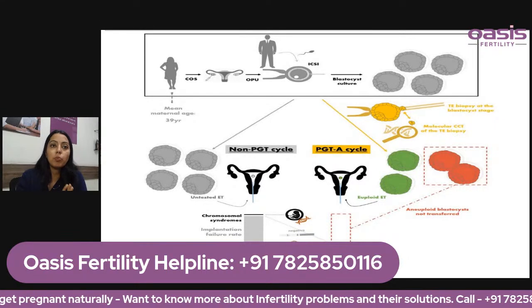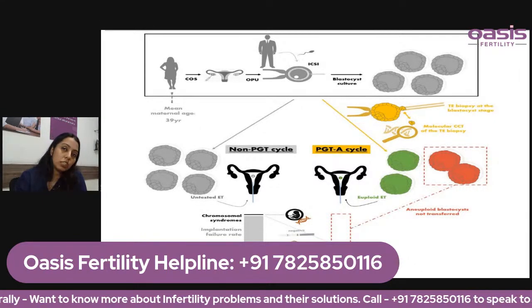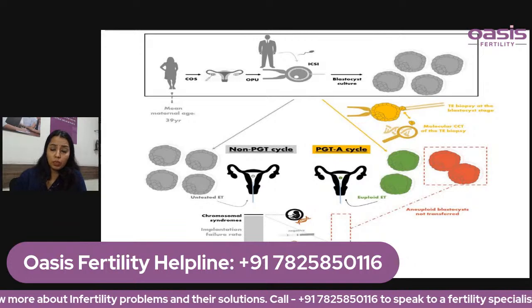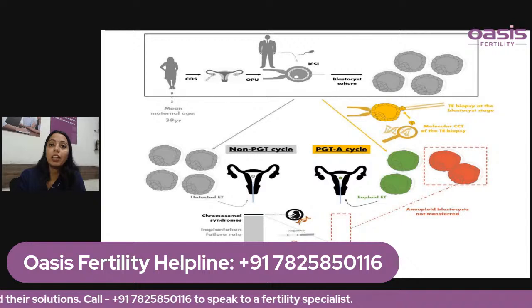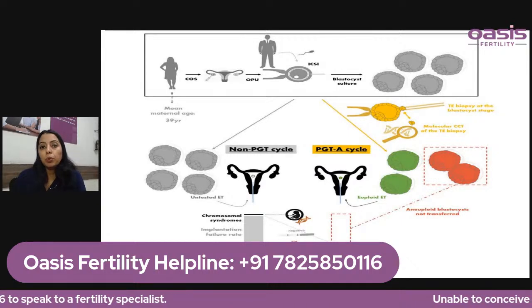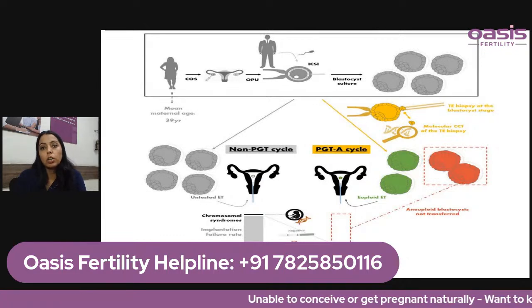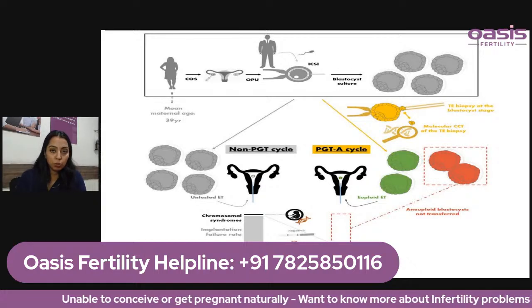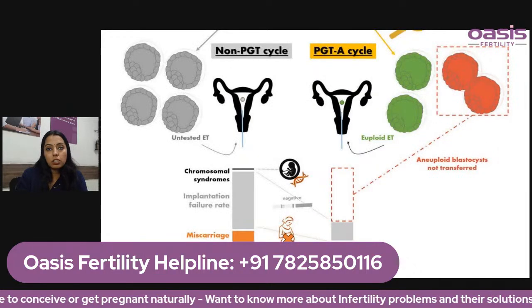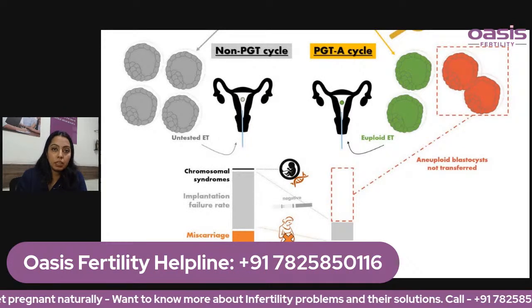The whole basis of PGTA is that the 5 to 10 cells which have been removed are expected to be representative of the genetic makeup of the entire embryo. Now, this will help us determine whether the embryo from which the cells were taken out is genetically normal, which is called a euploid embryo, or whether it is genetically abnormal, an aneuploid embryo. How does it differ from a non-tested embryo?